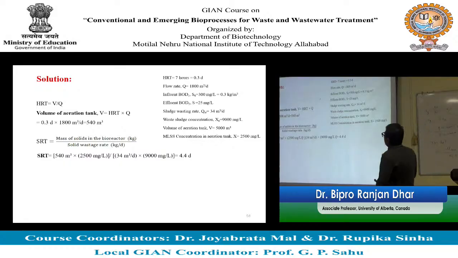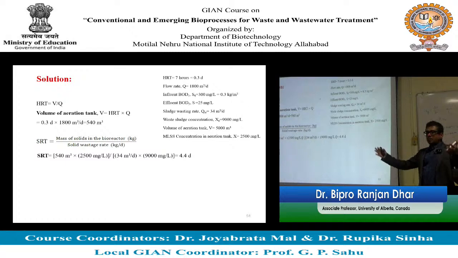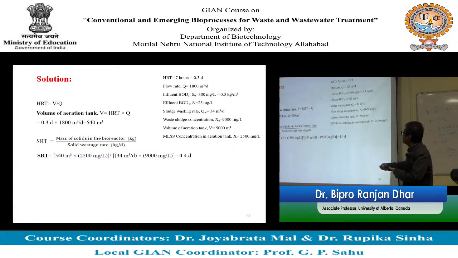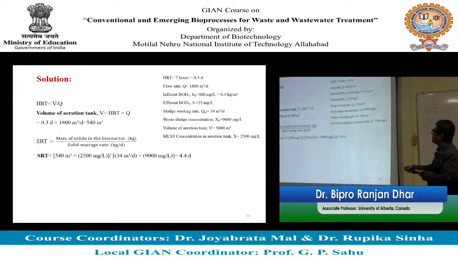SRT. Now we know the volume V and we know the concentration of biomass, which is 2500 milligram per liter. So the mass of solids, or mass of biomass, in my reactor is volume multiplied by concentration. So 540 meter cube multiplied by 2500 milligram per liter, and the solid wastage rate was given as 34 meter cube per day. So I divide by 34 meter cube per day, so basically flow rate multiplied by concentration 9000 milligram per liter. So my SRT is 4.4 days. Okay.